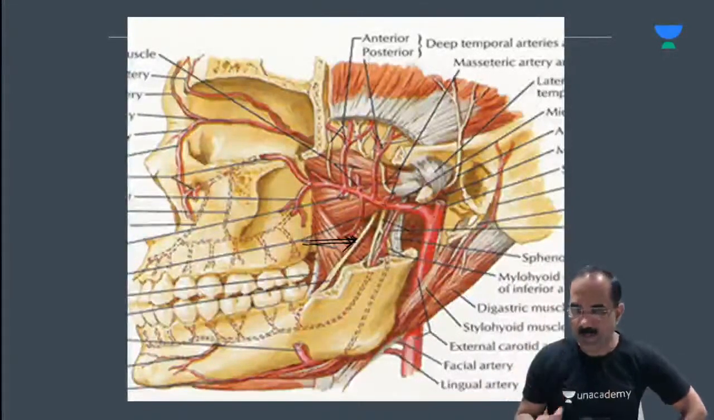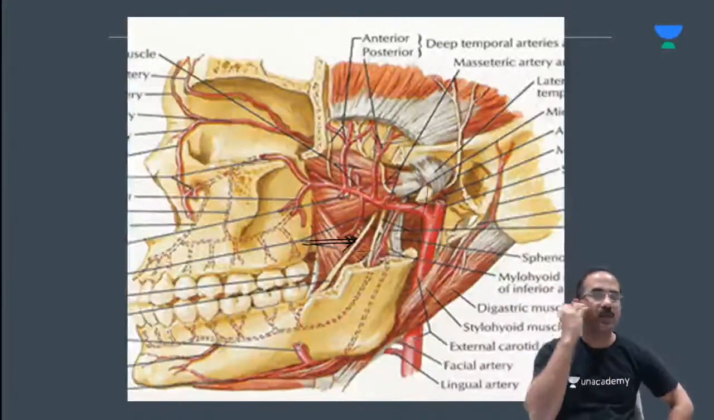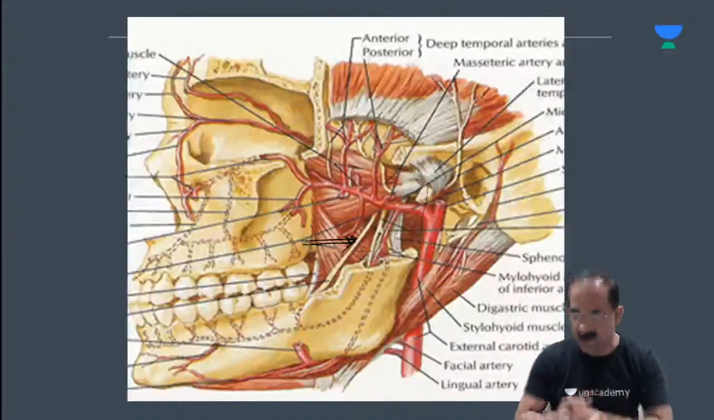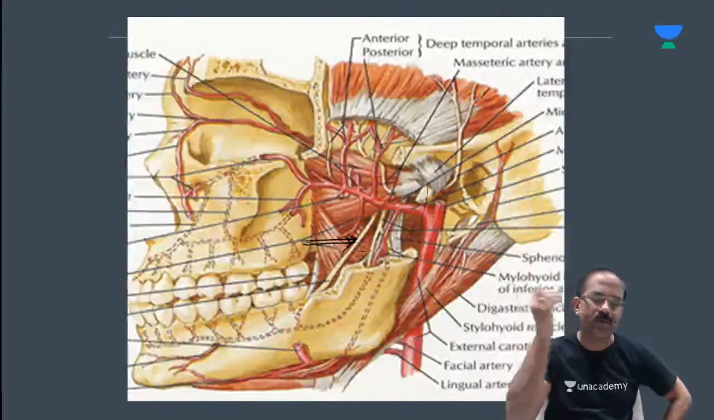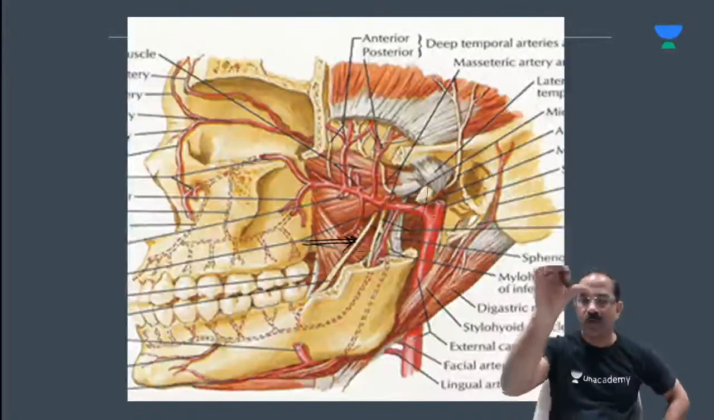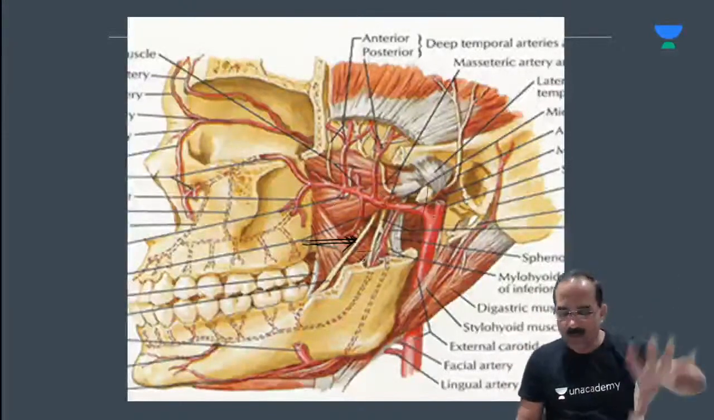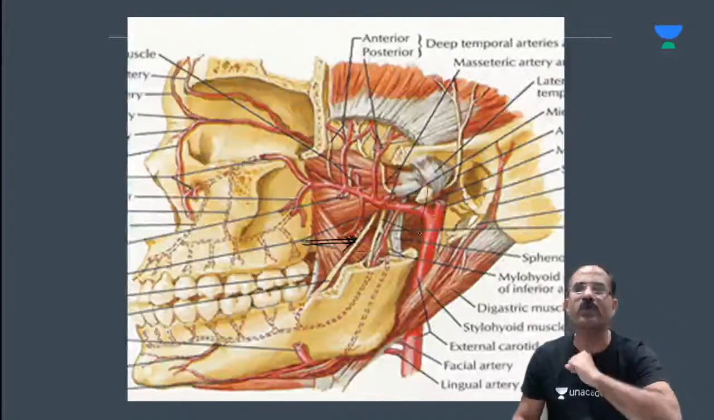There are two nerves I told you. What is this area that you're looking at? That's the infratemporal fossa. I told you this. The moment you remove the ramus, this is a very important visual slide. The moment you remove the ramus of the mandible and go deep to it, you are right inside the infratemporal fossa.